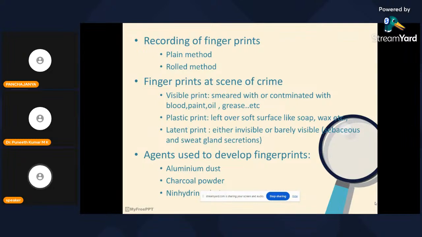And then for recording of fingerprints, there are two methods, that is the plain method and the rolled method. In the plain method, just as when we give fingerprints on bond paper in the way of a signature, we press the finger on an ink pad and just put it on the paper, like bond paper.